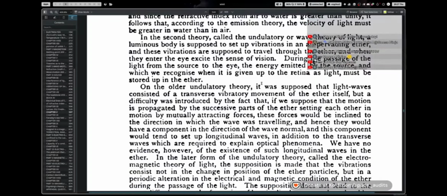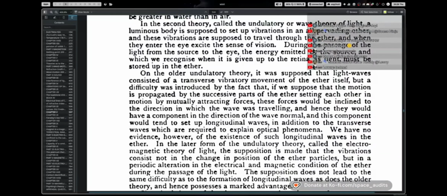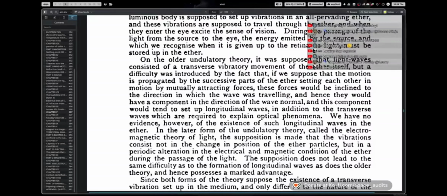On the older undulatory theory, it was supposed that light waves consisted of transverse vibratory movement of the ether itself, but a difficulty was introduced by the fact that if we suppose that the motion is propagated by the successive parts of the ether setting each other in motion by mutually attracting forces, these forces would be inclined to be in the direction in which the wave was traveling, and hence they would have a component in the direction of the wave normal. This component would tend to set up longitudinal waves in addition to the transverse waves, which are required to explain optical phenomena. We have no evidence, however, of the existence of such longitudinal waves in the ether.